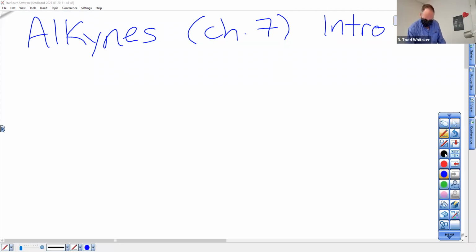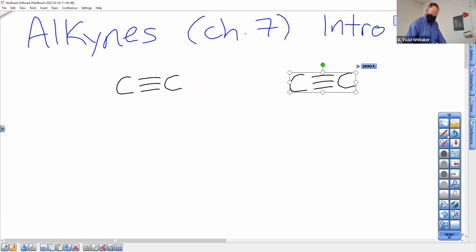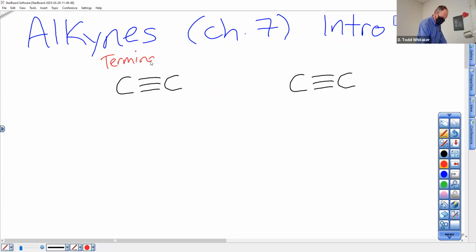For something to be an alkyne, it needs to have a carbon with a triple bond to carbon. There are two major types of alkyne: terminal and internal. Terminal means there's an H on one end because it's the end of the chain. Terminal, end of the chain, and some number of carbons before.